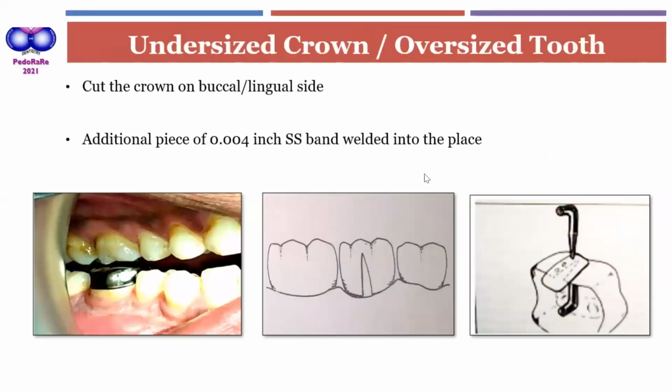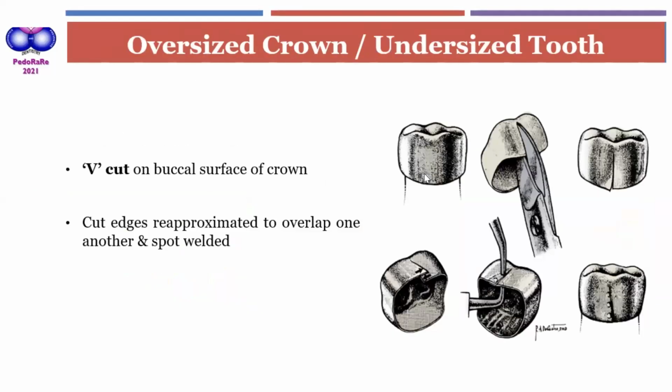Undersized crown or oversized teeth: again, we cut the stainless steel crown to a smaller size and directly split it into a V, and we try to place an additional stainless steel band of 0.004 onto the welded place so that you have a more occlusal labial margin and it seats perfectly onto the primary tooth. If you have oversized, then we cut it and try to overlap the two ends. You pinch it, place a V cut, cut it approximately to overlap one another, and we spot weld it and fit it on.